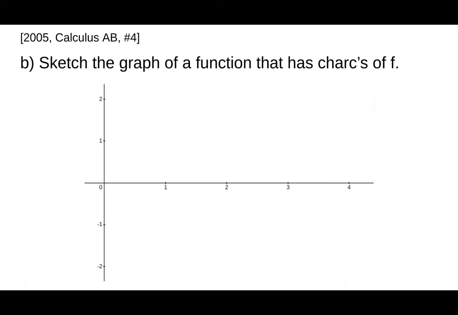In part B of this question, we are asked to sketch the graph of a function that has the same characteristics of f. Now, this is going to require a lot of use of the information in the table provided. For example, there are 4 points that we know for sure about f of x based on the table. f of 0 is negative 1, f of 1 is 0, f of 2 is 2, and f of 3 is also 0.